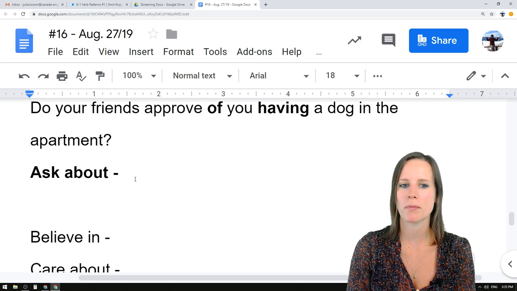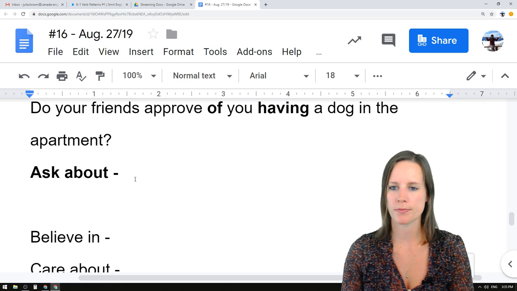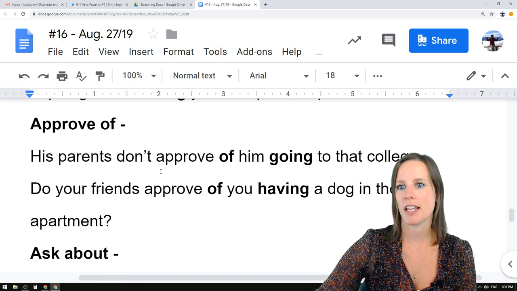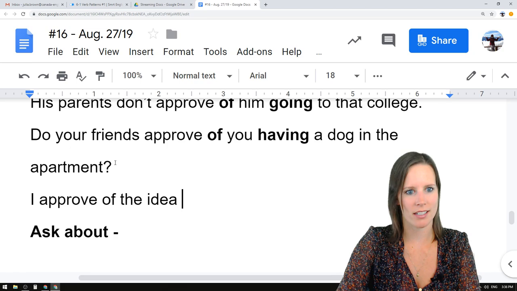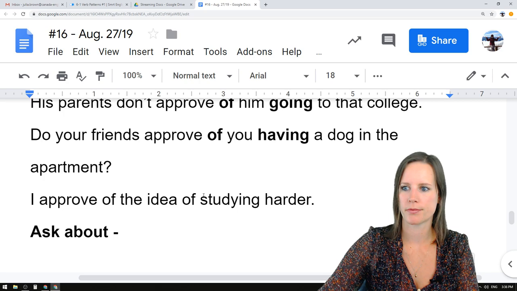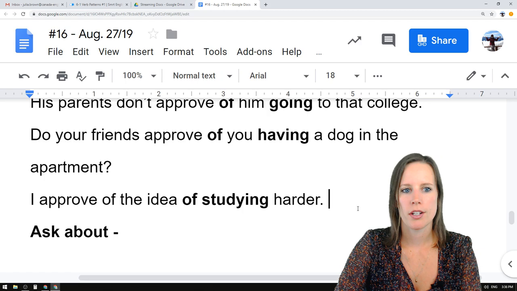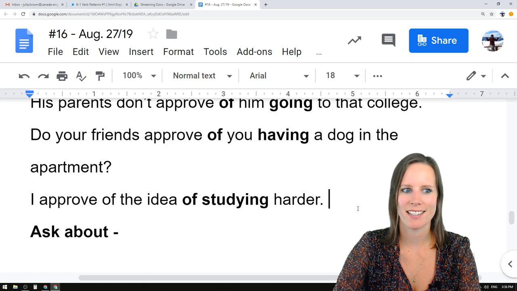Remember, your sentences can be negative, like we didn't ask about. Lolly, I approve of studying harder. Good. And your sentence would be a little different. I approve of the idea of studying harder, for example. So you have two prepositional phrases here. Nubia, the bank approved a credit for me. So you're not going to use a gerund in that exact sentence, actually. Okay. All right, guys. We're going to move on to ask about.